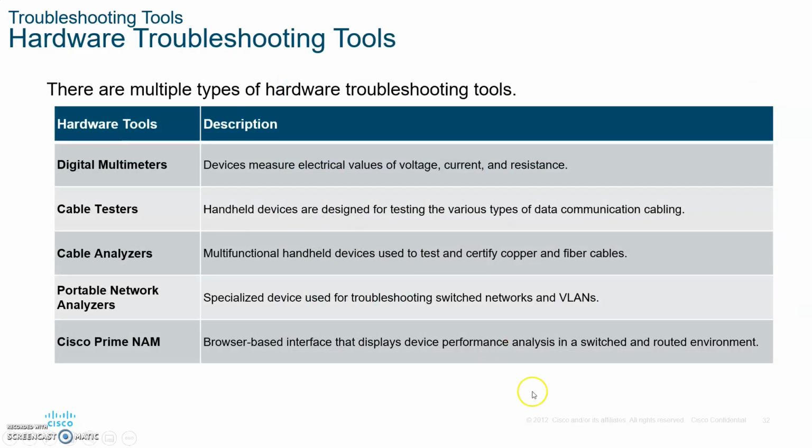You got digital, please take a snapshot of this, for hardware troubleshooting. If you're at the bottom layer, you got the digital multimeters. Figure out the correct voltages and currents and resistance at the circuit level. You got cable testers to check continuity, to make sure that the data can get to the end and back. Cable analyzers, portable network analyzers, and the Cisco Prime NAM. So these are actual hardware that you can have to test cables and devices to make sure they are okay.